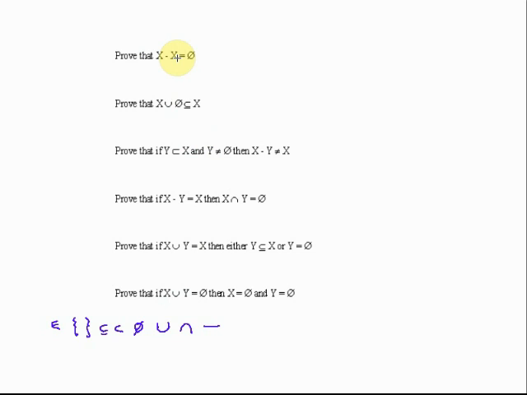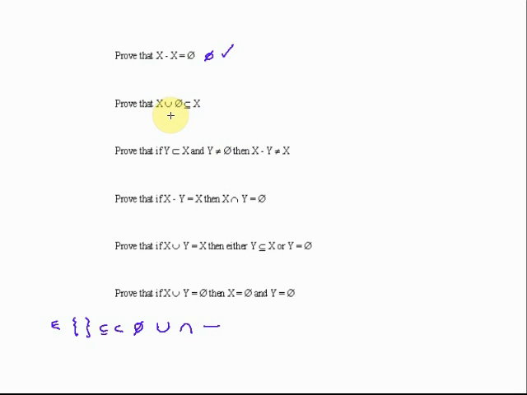Well, X subtract X, by the meaning of subtract, is the set of everything that is in X and not in X. Well, for anything it's either in X or it's not in X. There is nothing that is both in and not in. And so there is nothing in this set, and if a set contains nothing, then it is the empty set, and the empty set is written like that. So that is quite simple to prove.